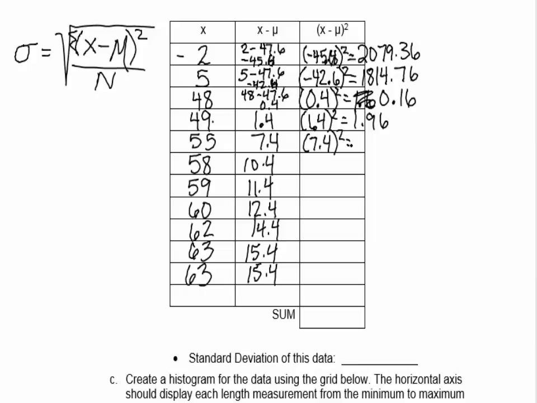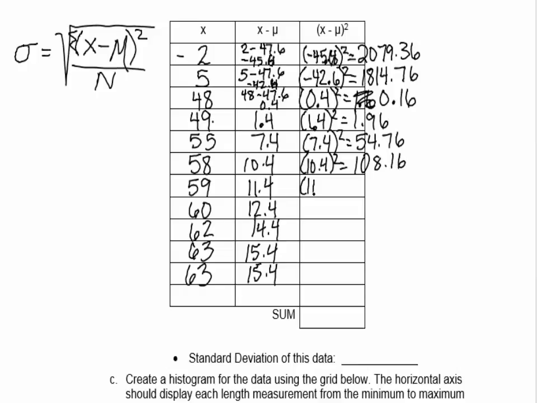Okay, there's the square button right here. So 7.4. What'd you get? Jonathan, what'd you get? 54.76. Yeah. Okay, Charlie, 10.4 squared. 108.16.